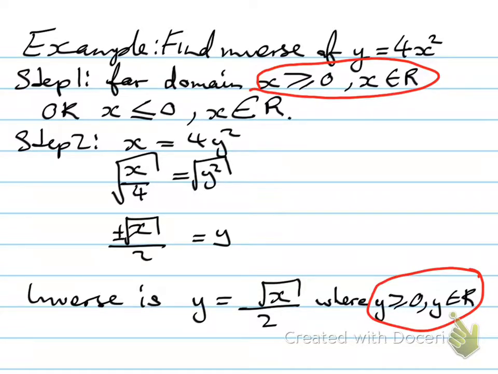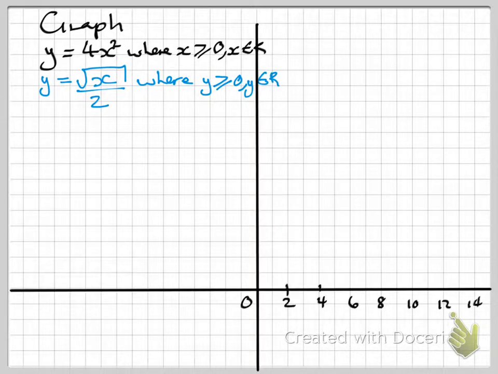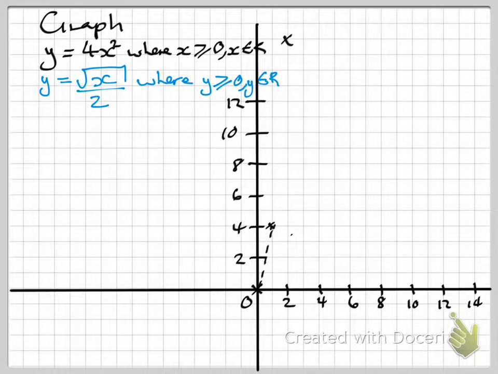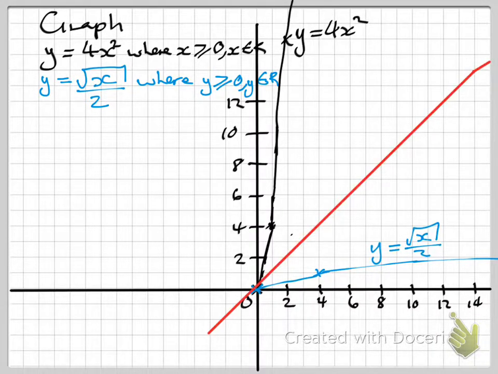Let's draw this on a graph. On a graph again, let's draw the Cartesian plane. Right, there is our Cartesian plane. Then we draw the graphs. Remember, there's only one arm of the parabola we will be having, and then remember it's a reflection about the line y is equal to x, that is our mirror.